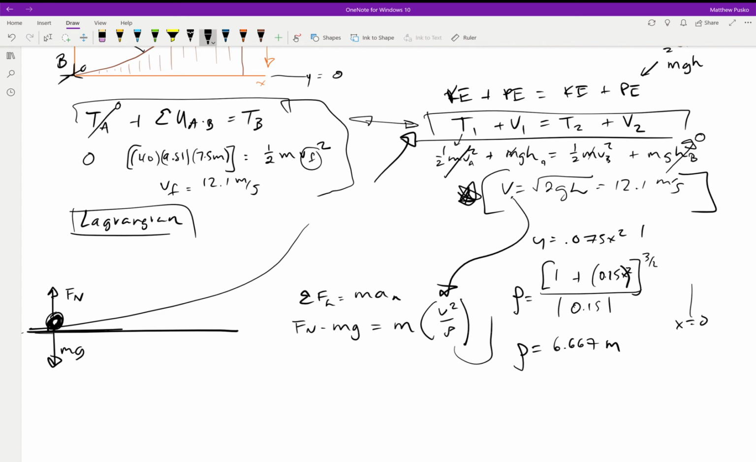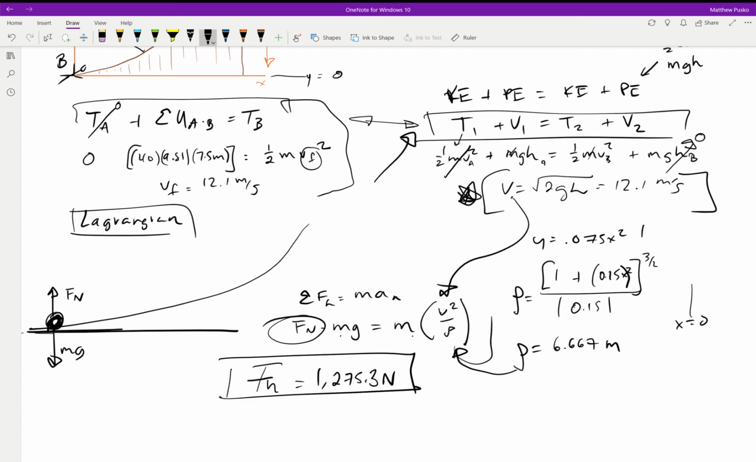So substituting that into there, we can find the normal force because we know the mass, we know the velocity, and now we know the radius of curvature. We get a normal force equal to 1,275.3 newtons. There you go.